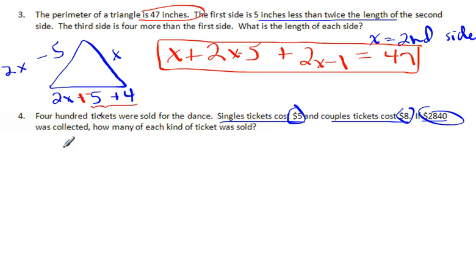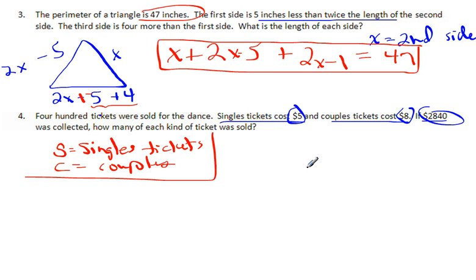So singles, maybe I'll be careful with the S's because they look like 5s, but I'll just keep it as single tickets. And C for couples. Okay, so we'll establish that. Singles cost $5, so 5 for every single. And couples is 8, so 8 for every couple. Total money, $28.40. So we have money, money, money. Always have our money line there.